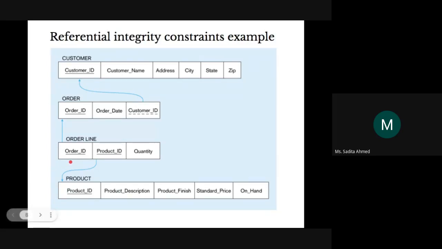However, will we have any issue for the product ID in those rows? No. Because the reference is very good. Because the source is not in order line. The origin is not in order line.